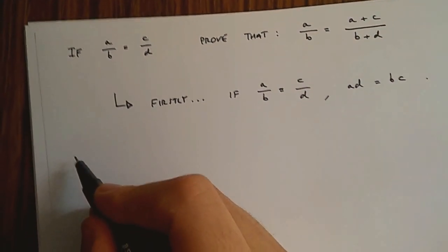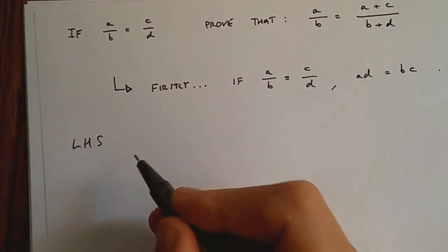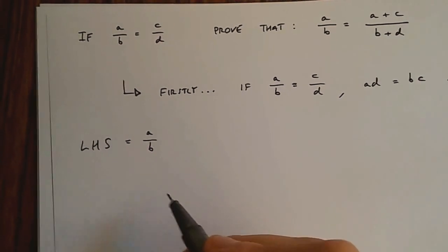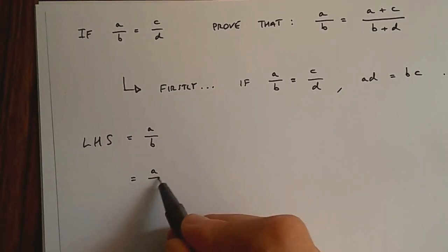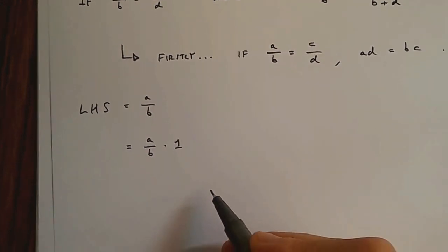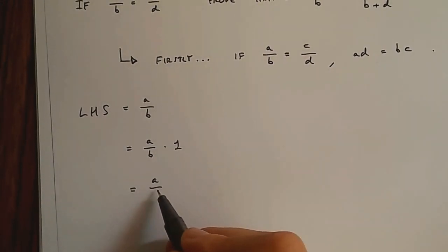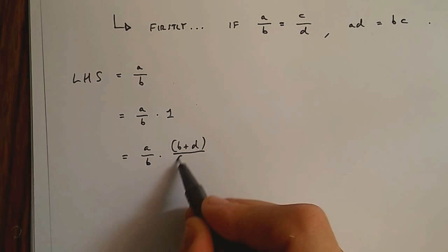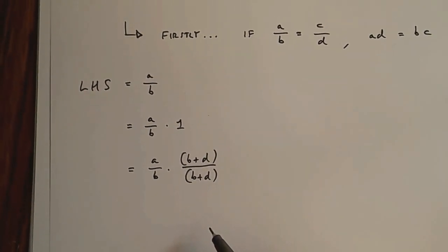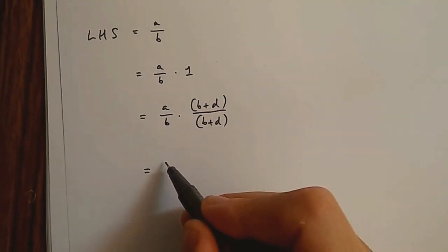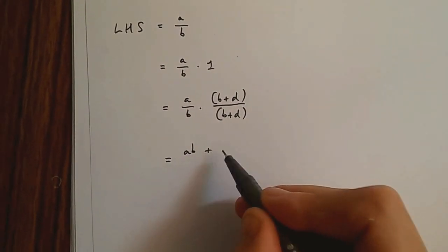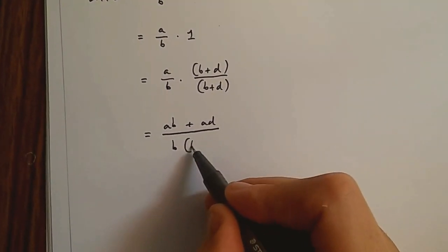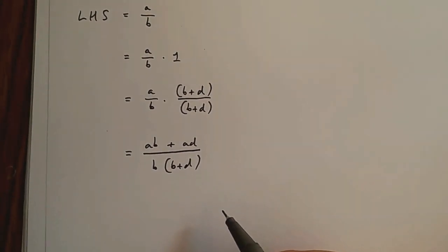Now, let's begin by writing down the left-hand side, which is equal to A over B. This is the same as A over B times 1. Now, 1 is the same as B plus D over B plus D. And from here, we get AB plus AD over B times B plus D. Okay?